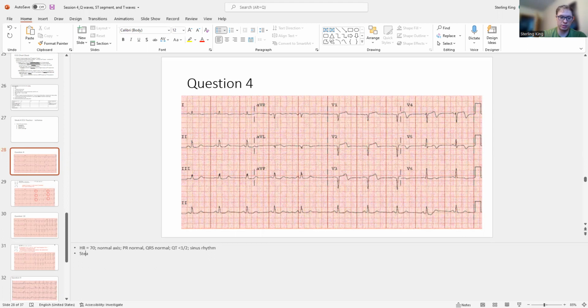All right, now we're talking about hypertrophy. We're looking over here in the lead for left atrium, looking to see if it's inverted, and it doesn't appear that way. It doesn't appear spiky over here. So there's no atrial hypertrophy.